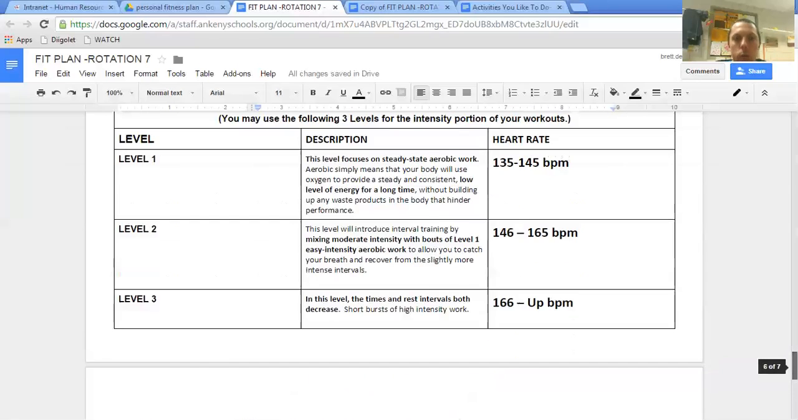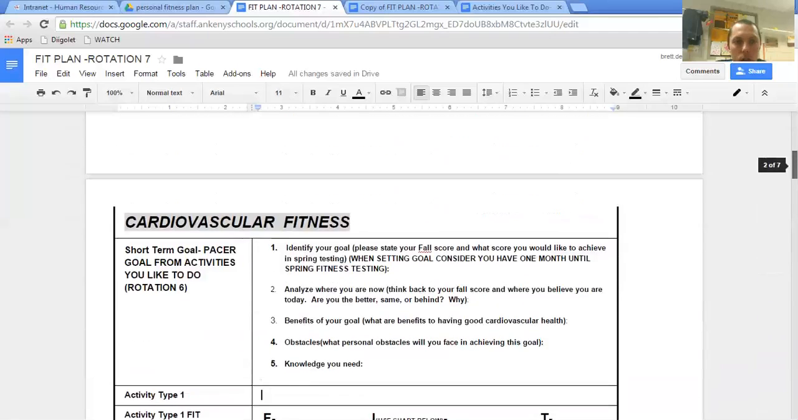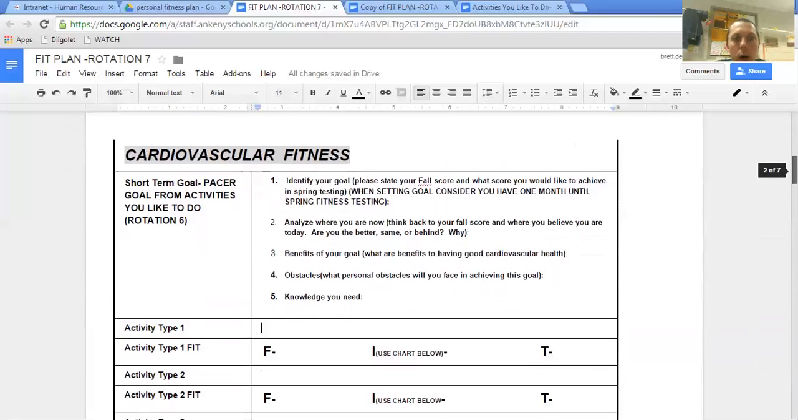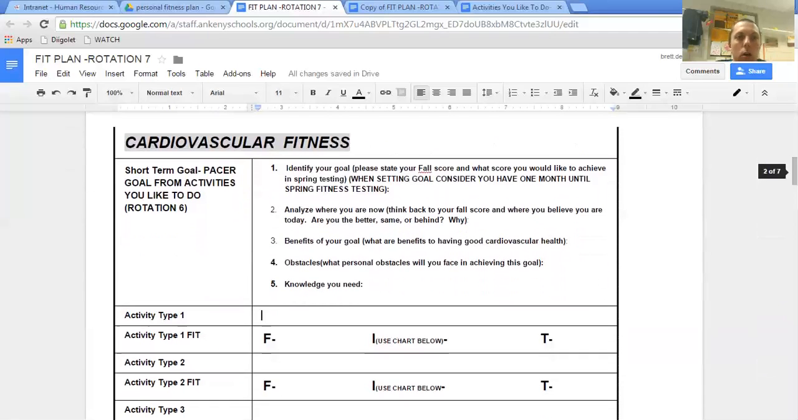So let's get into the specifics of how do I do this. Each student is going to be required to, during rotation 7, do your cardiovascular fitness one, and then you can choose whichever one you want to do after that. Okay. So for this, your short-term goal, your pacer goal from activities you like to do. So from rotation 6, you should have found your pacer goal.